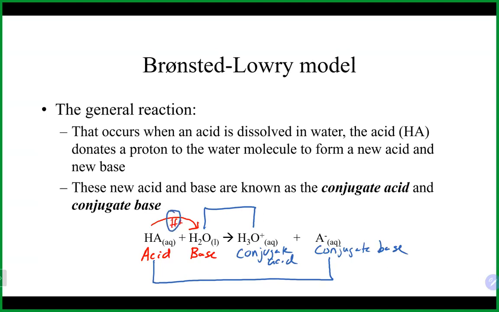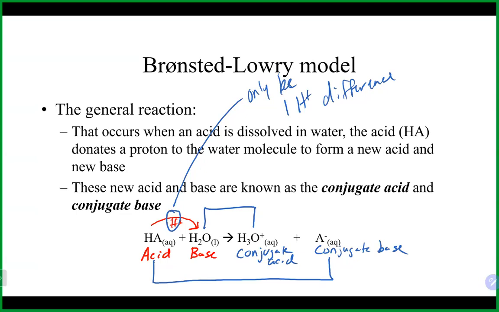It can only be one H plus difference in order for them to be partners. If there's anything more than one H plus difference, then they technically are not acid conjugate base pairs or base conjugate acid pairs. It has to just be that.